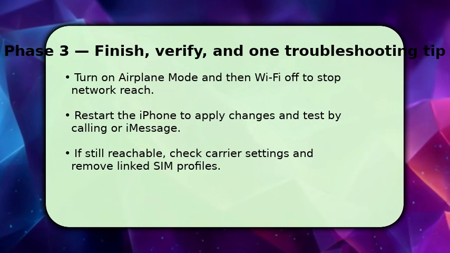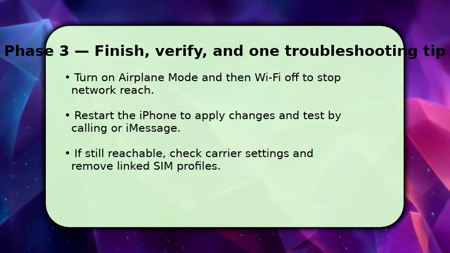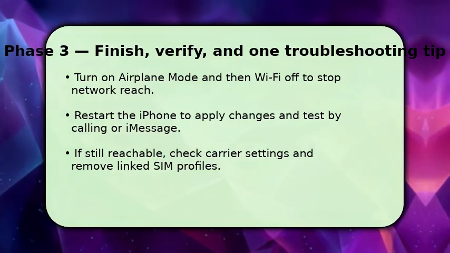You finish by blocking network access. Enable airplane mode, then disable Bluetooth and Wi-Fi for a full offline state. This prevents cellular and internet reach.